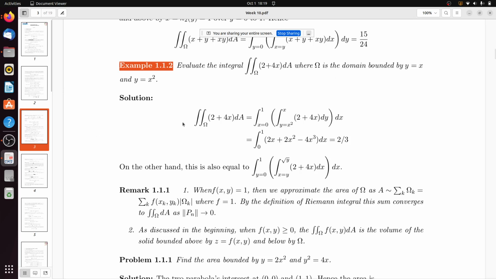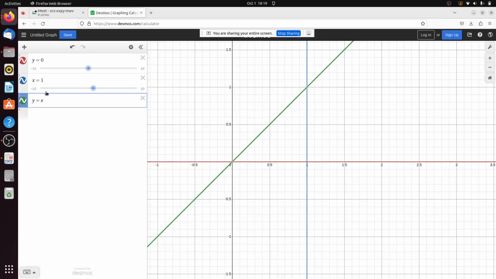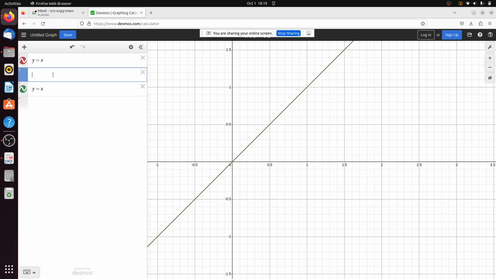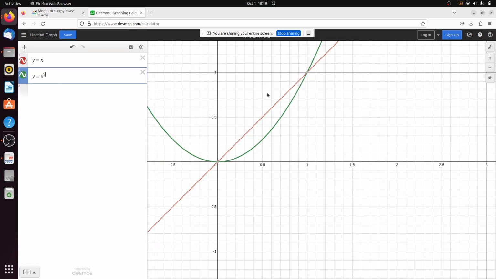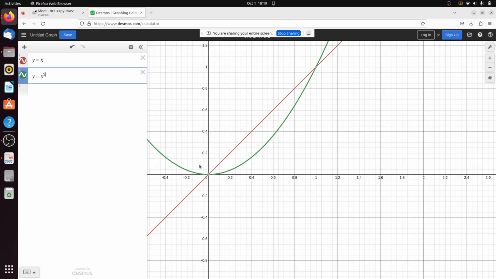Now let's see how this domain is governed by y equal to x and y equal to x square. Once again, just go here: y equal to x and y equal to x square. See, this is actually our domain of integration here. Is it visible? This slice is enclosed within y equal to x and y equal to x square. This slice is our domain of integration.